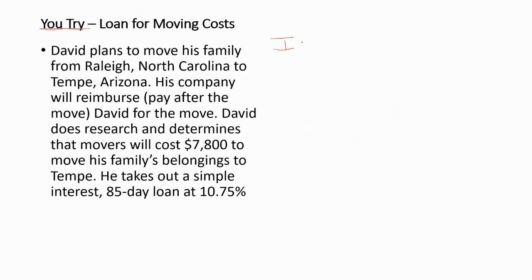So our interest, that's the first thing we want to figure out. And then we'll go ahead after that and do the payoff. So interest equals principal times rate times time. Our principal is $7,800. Our interest rate is 0.1075. Principal, rate, and our time is 85 days.